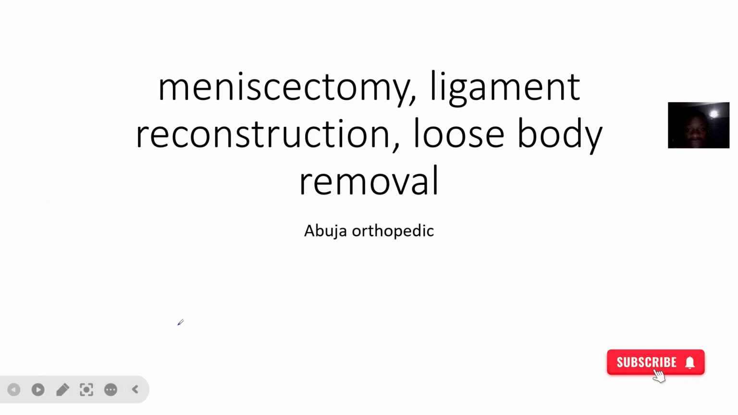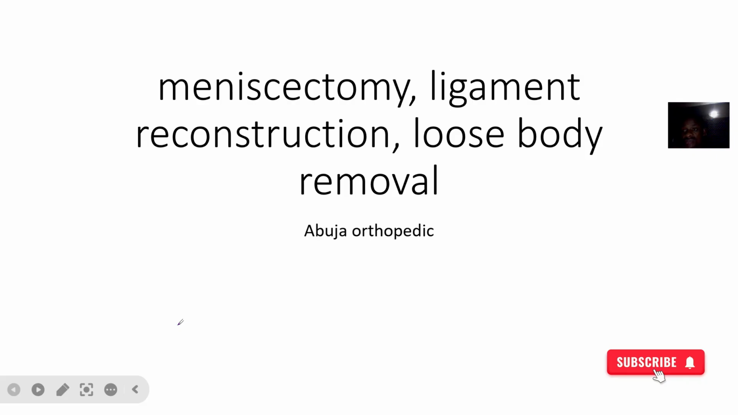Now we're hopping on to the next discussion which we'll be doing, and this is all around the joints, surgeries that could be done around the joints. So the first one, we have the word meniscectomy. Second, we have ligament reconstruction. Then thirdly, we have loose body removal. So all of these are actually surgeries that could be done for the joints.